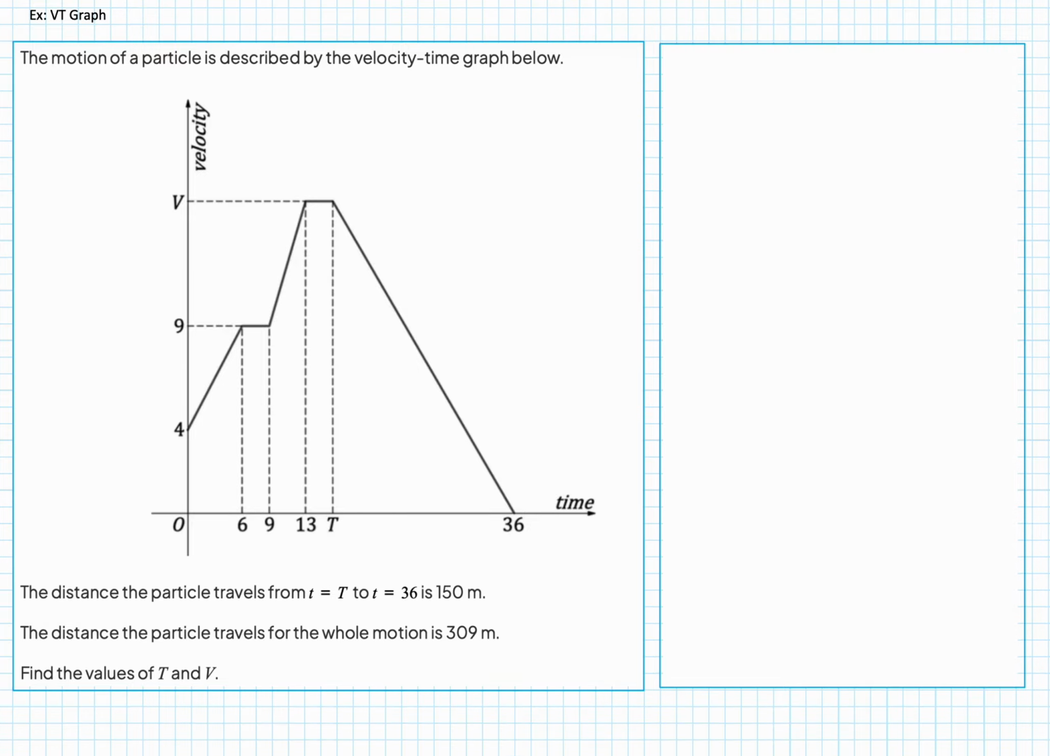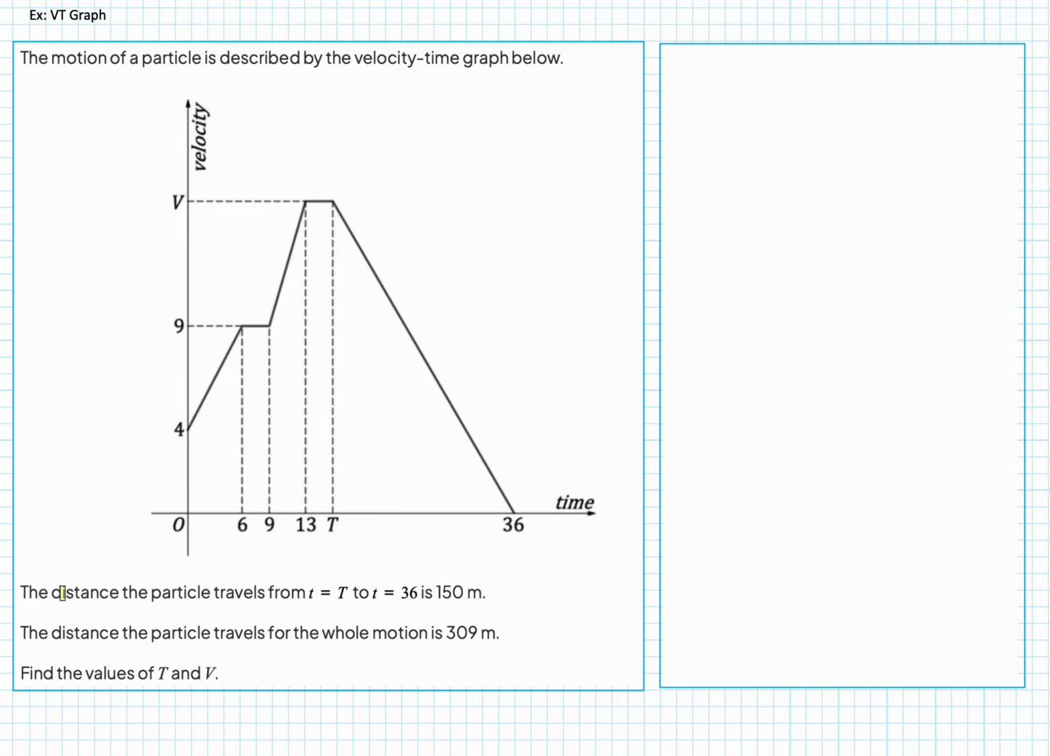The motion of a particle is described by this graph. And we have a number of changes. We have an acceleration, a constant acceleration. There's a few things going on here. We also have two unknowns, t and v. So we have a distance from t to 36, which is 150 meters, and the whole motion is 309 meters.